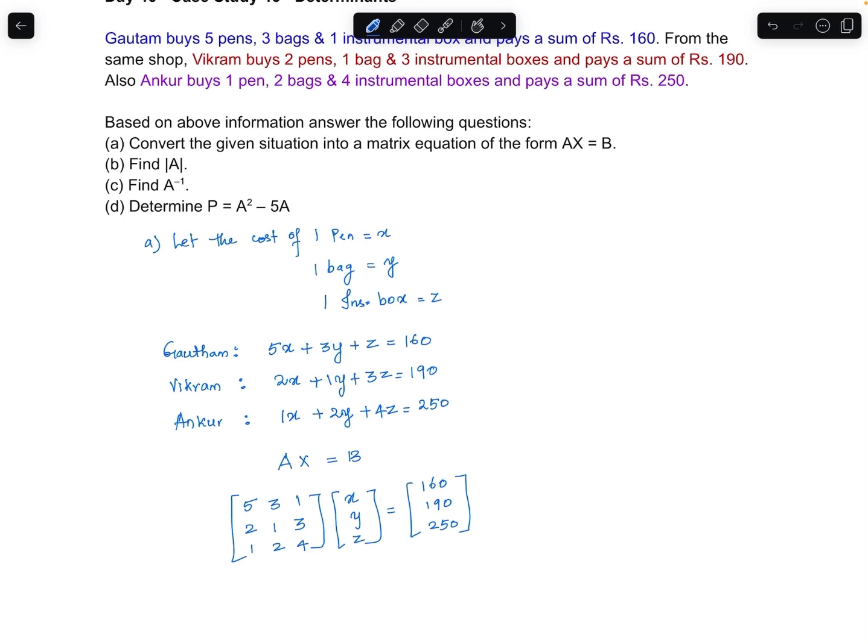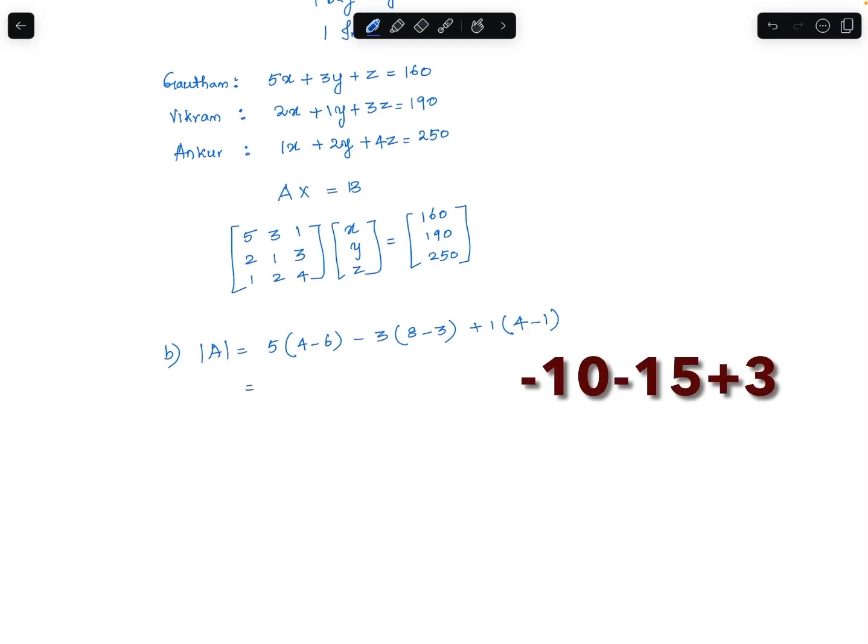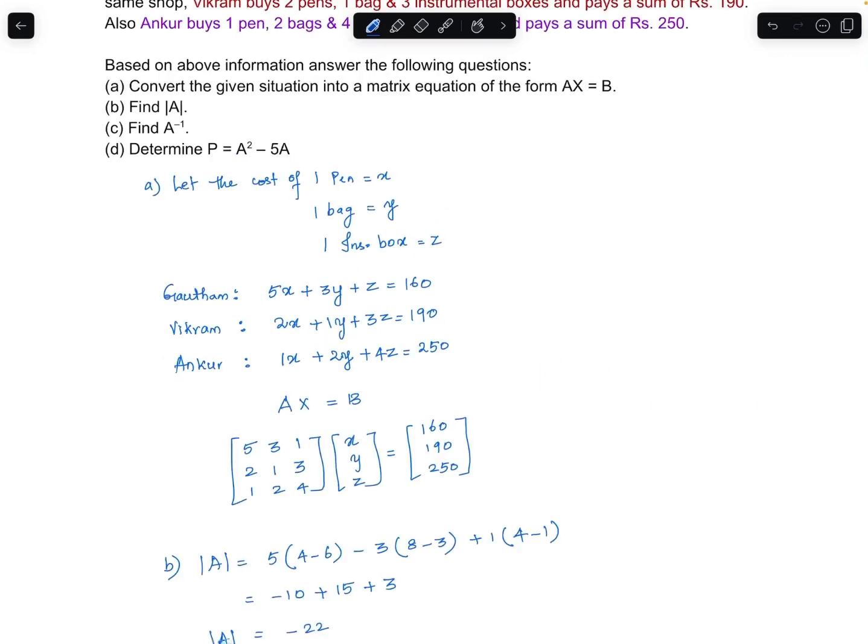Question B. Find the determinant of A. Determinant of A is 5 times (4 minus 6) minus 3 times (8 minus 3) plus 1 times (4 minus 1), which is minus 10 minus 15 plus 3. Determinant of A is minus 22.